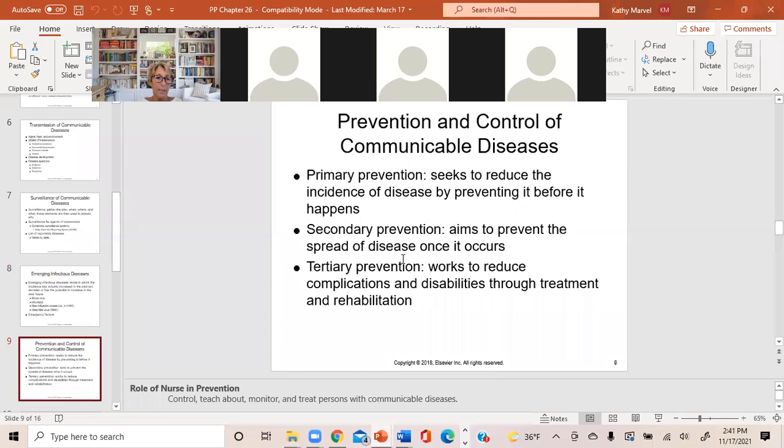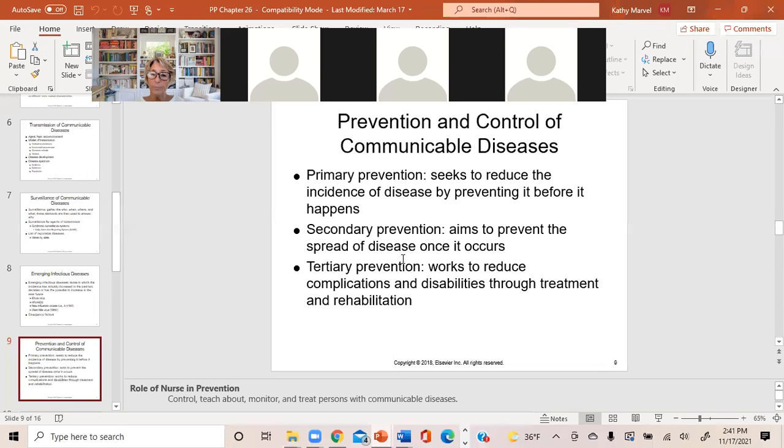Right, here's a nice slide that gives you a summary of primary, secondary, and tertiary with regards to the prevention and control of communicable diseases. In primary, we seek to reduce the incidence of the disease by preventing it before it even happens. Primary. Secondary, right? We aim to prevent the spread of the disease once it occurs. So secondary, I always say early identification, early intervention.